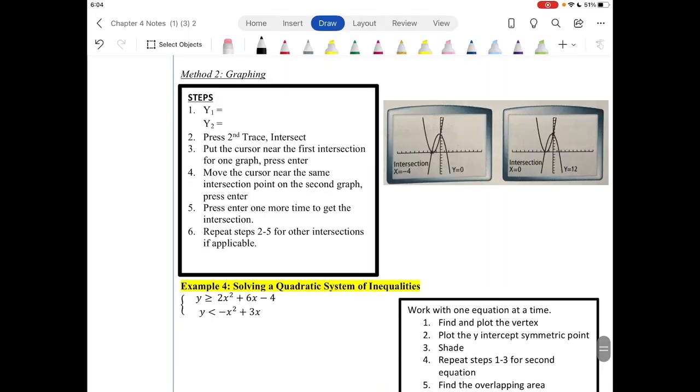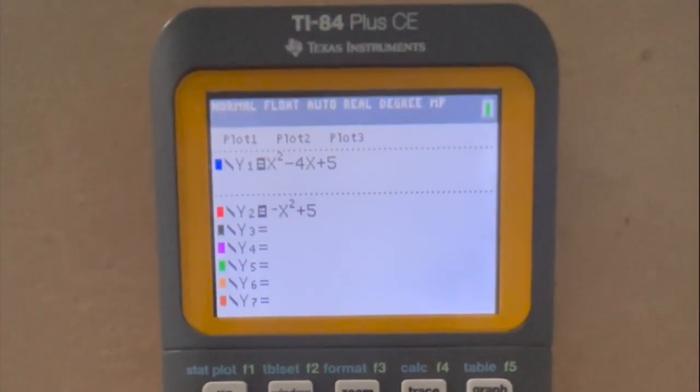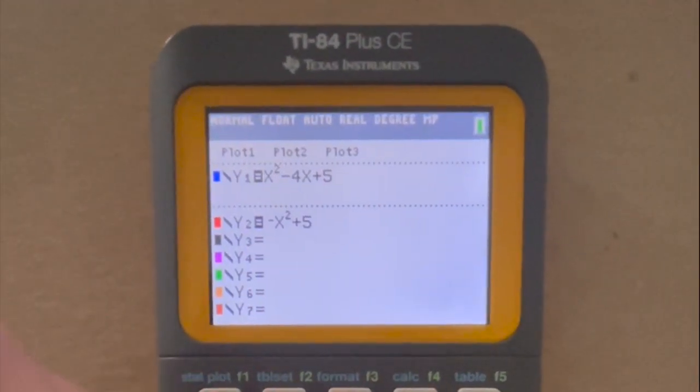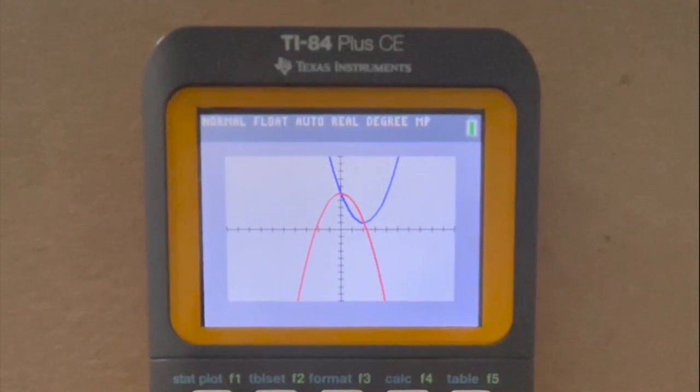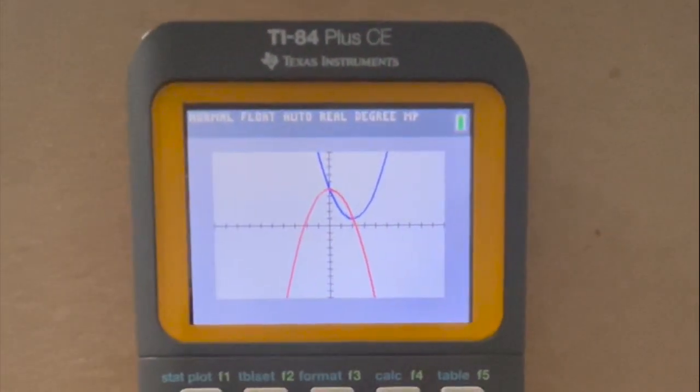The second method to solving two quadratic systems is by graphing. First thing we need to do is put both equations in our calculators. The first one is x squared minus 4x plus 5, and the second will be negative x squared plus 5. Now that both equations are entered in, we're going to press graph. And we can see that there are 2 intersection points where the graphs cross.